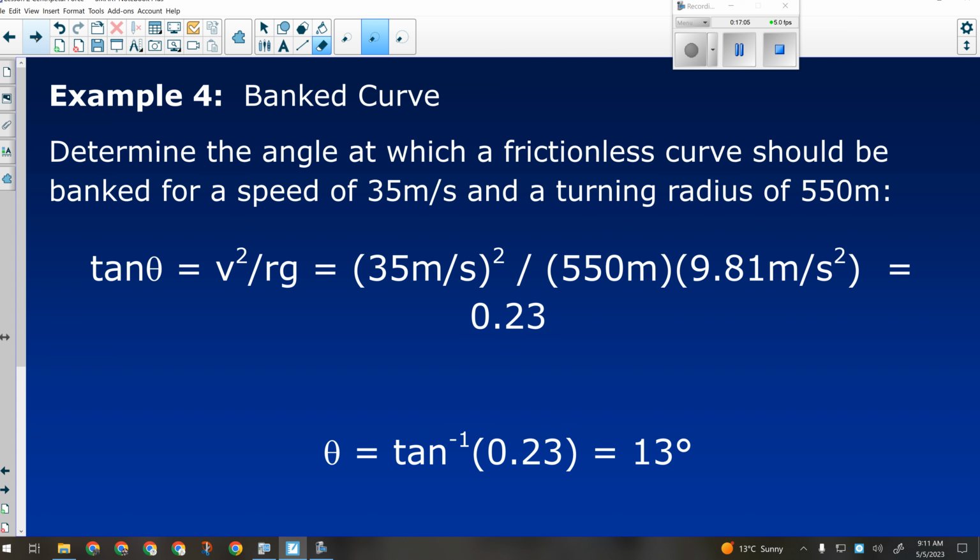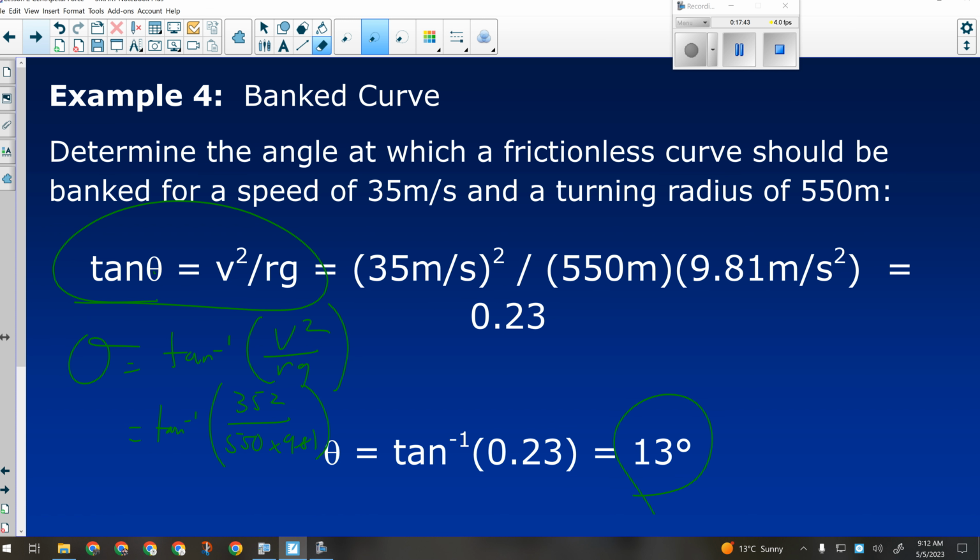So if we wanted to determine the angle at which a frictionless curve should be banked for a speed of 35 meters per second, which is ridiculously fast, and a turning radius of 550 meters, we would use this formula here, and we would solve for theta, which simply means we would have theta being equal to the inverse tan of v squared over r times g. Plug in those numbers. 35 squared divided by 550, which is a really big corner, times 9.81. If we do that, we should get around 13 degrees.